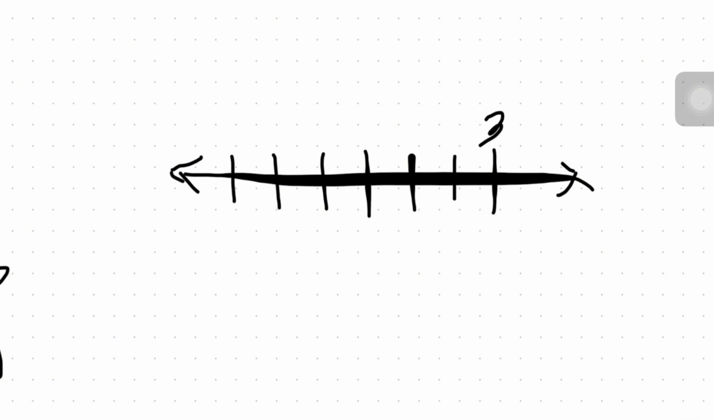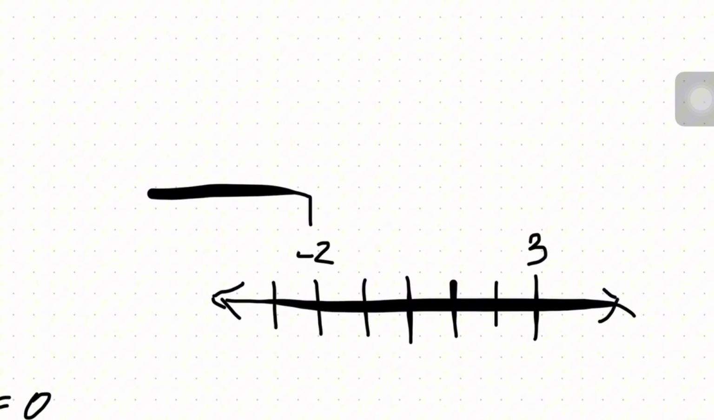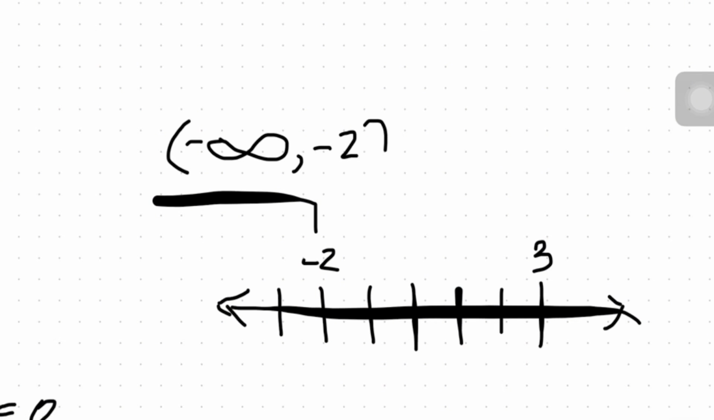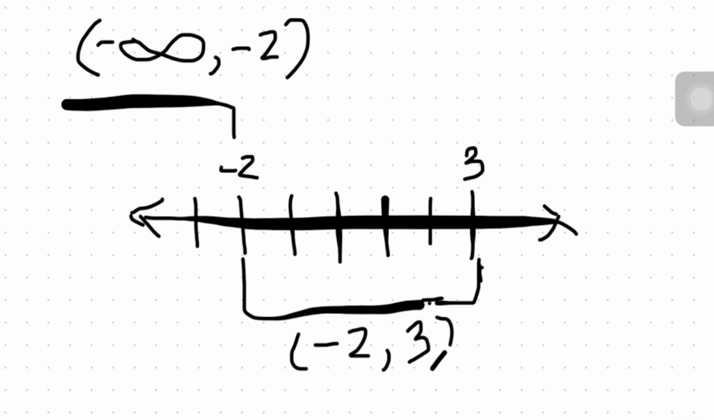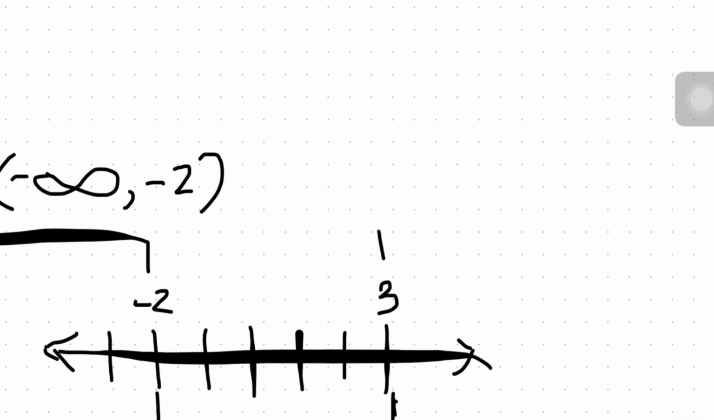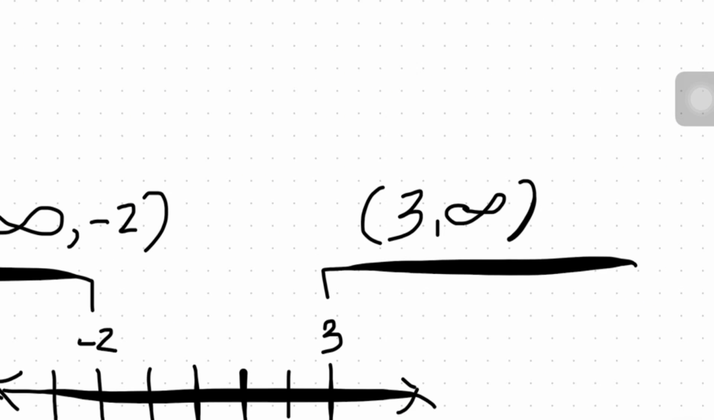After finding the critical points, we now graph it. First, plot the positive 3 and the negative 2. Now, we write it like this. Negative infinity to negative 2, and we enclose it with parentheses. Next, the middle interval. We're gonna write it like this too, negative 2 and 3. For the last interval, open parentheses, 3 and positive infinity, and close it.